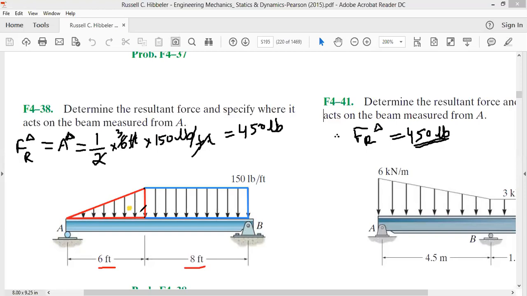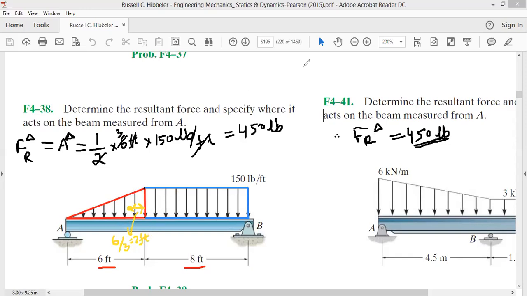Such that this distance is equal to base by 3, that is 6 by 3, one third of 6 feet, that is equal to 2 feet. So the question is very simple.